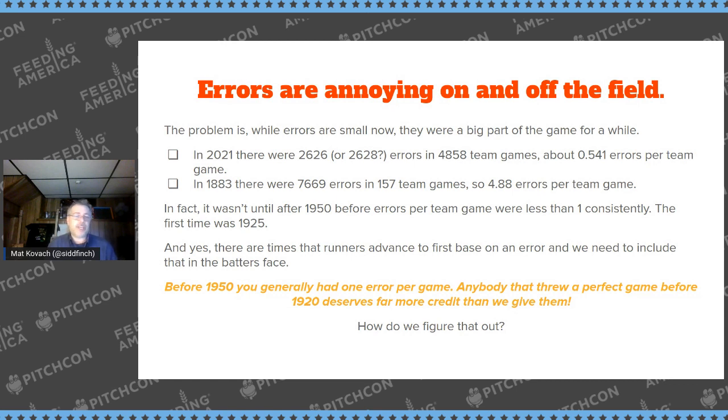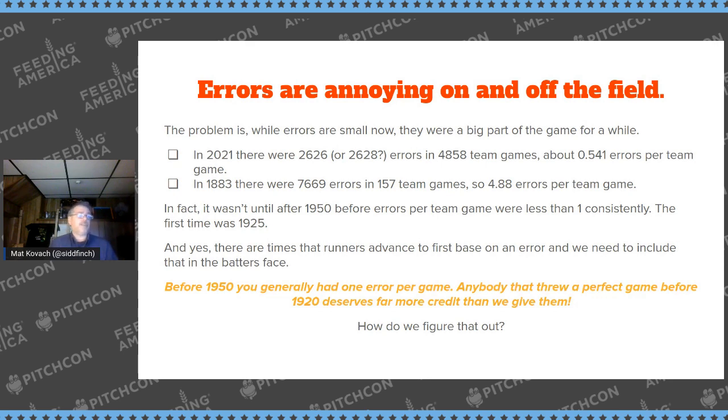Anybody that threw a perfect game before 1920 pretty much was guaranteed one to two men on base due to an error. So if you threw a perfect game back before then, you had a rather big accomplishment, because generally your fielders were not going to save you any. No-hitters were a little bit easier because you didn't include that in there.